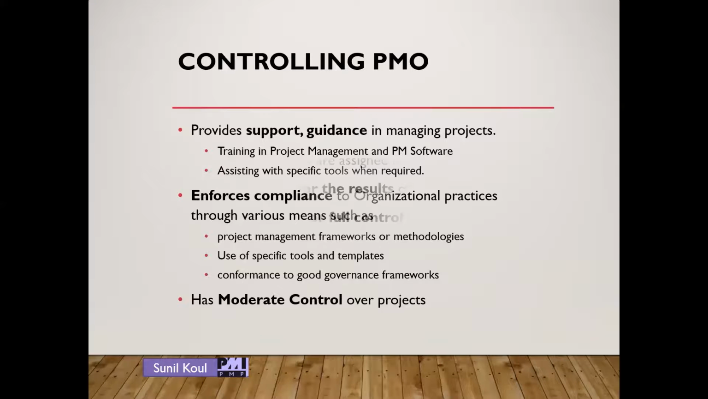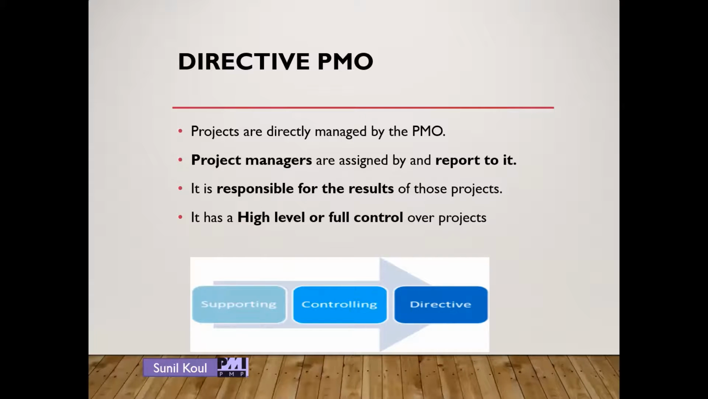Now coming to the third one, that is directive PMO. In directive PMO, the projects are directly managed by the PMO itself. So the project managers are coming directly from the project management office. The project managers are assigned by the PMO organization or for a group, you can say, and they have a high level of full control over the projects, and the PMO is itself responsible for the results of all the projects if they are managing using their own project managers. So you will find these three roles in the project management office very important from the PMP examination perspective as well.